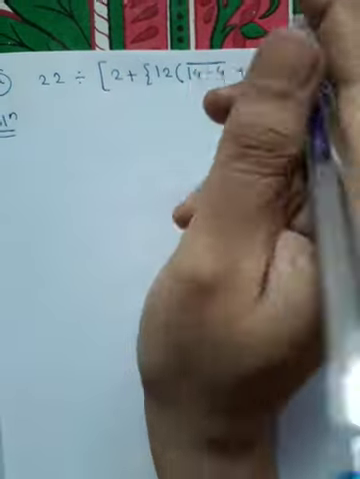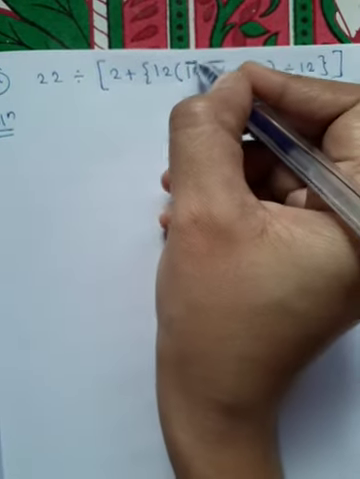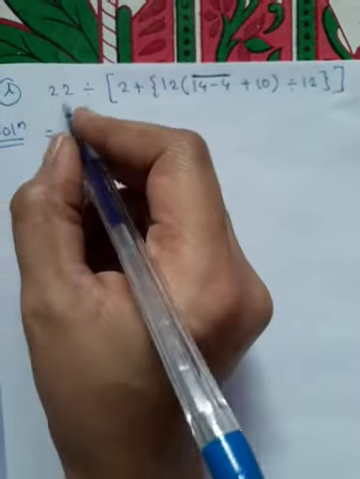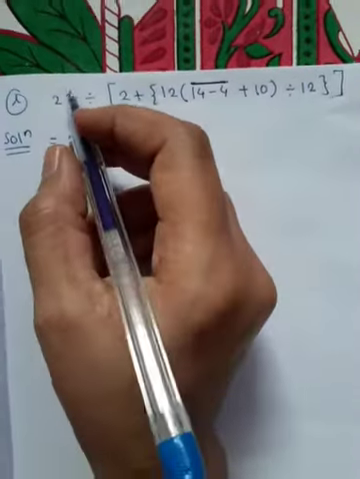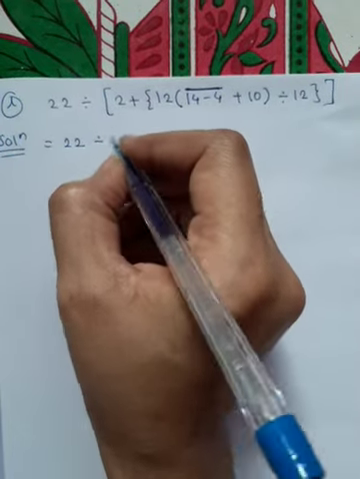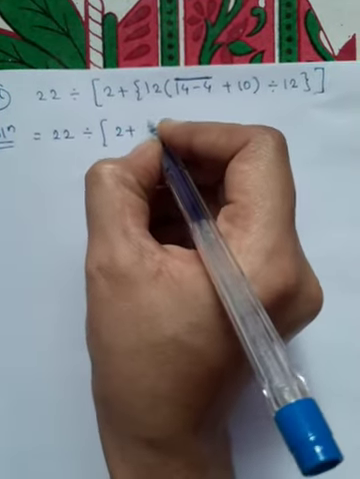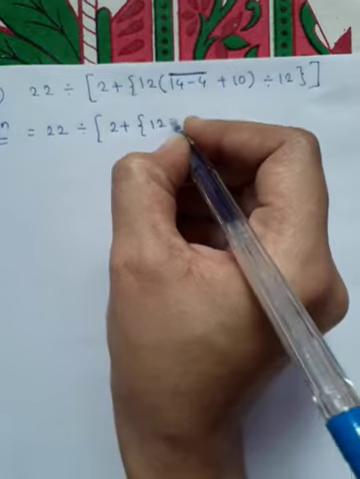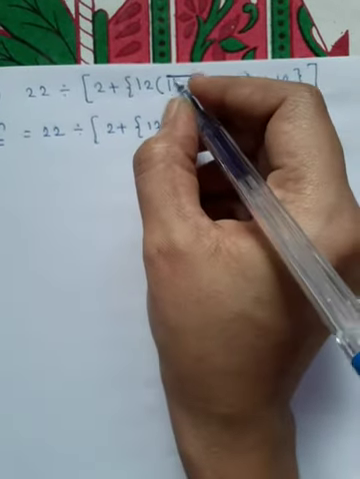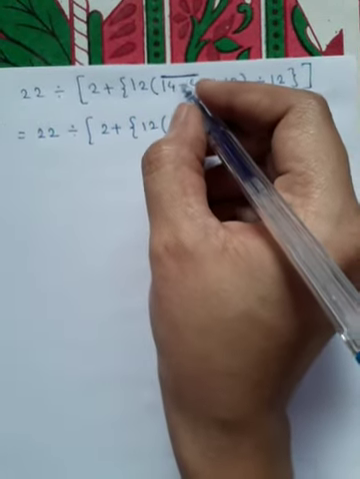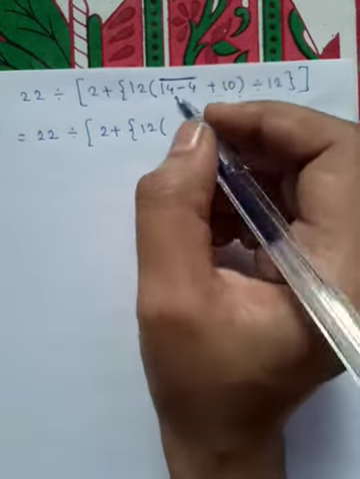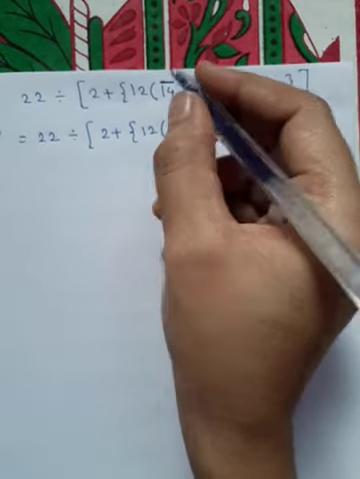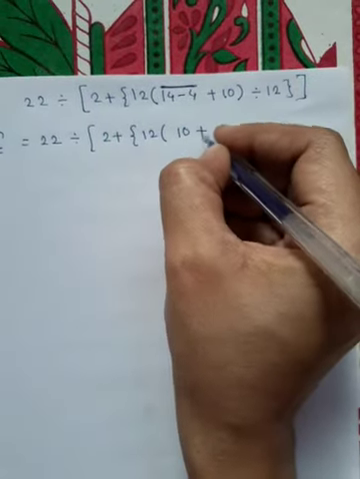So we first solve the line bracket. So write other terms as it is. 22 divided by this square bracket 2 plus curly bracket 12 round bracket. Now see, under this line bracket there is a subtraction. So solve this bracket. 14 minus 4 gives you 10. Remove this line bracket, write remaining term as it is.